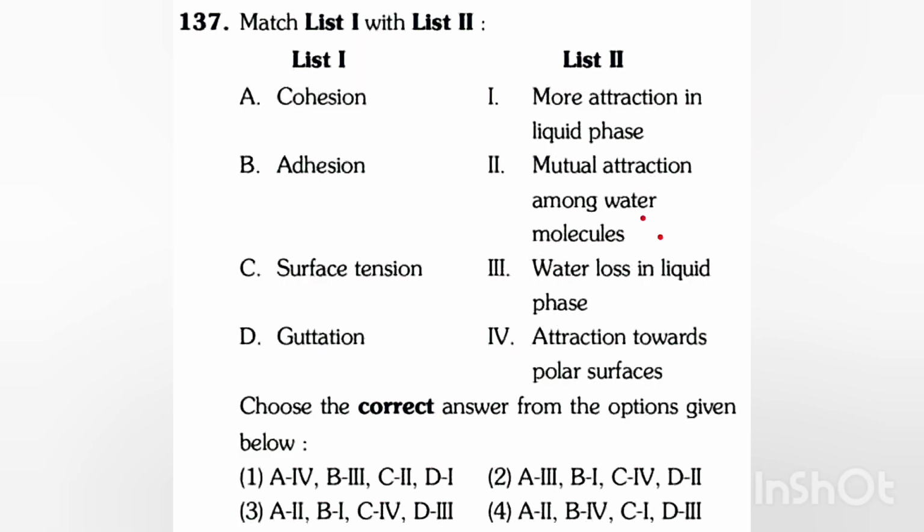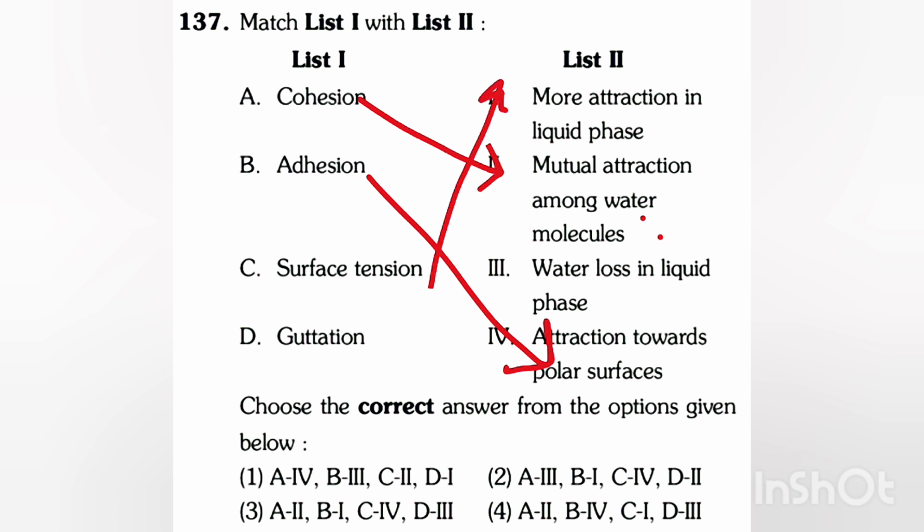Match list 1 with list 2. Cohesion, mutual attraction among water molecules. Adhesion, attraction towards polar surface. Surface tension, more attraction in liquid phase. Guttation, water loss in liquid phase.